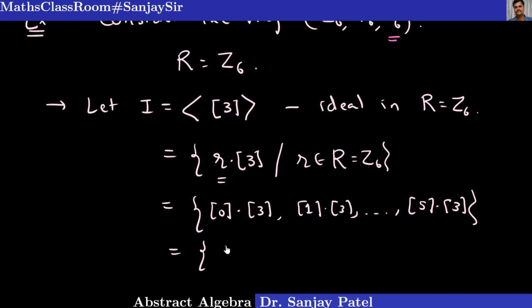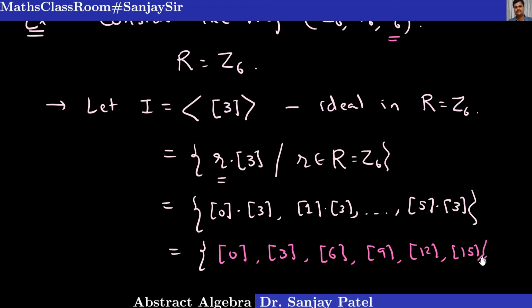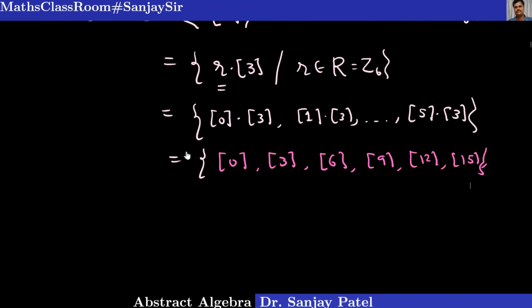So 0 into 3 is 0, 1 into 3 is 3, 2 into 3 is 6, but 6 is equal to 0, so no need to write it again. Then 3 into 3 is 9, or let me write all the elements just for your understanding. This is 6, then this is 9, 3 3s are 9, then 4 3s are 12, then 5 3s are 15. So these are all the possible multiplications you will get.